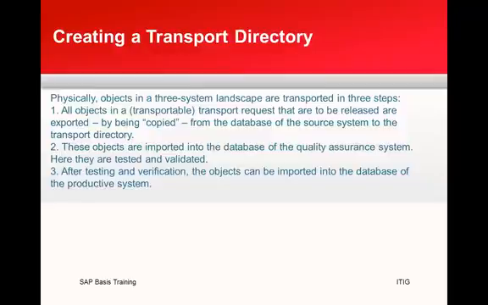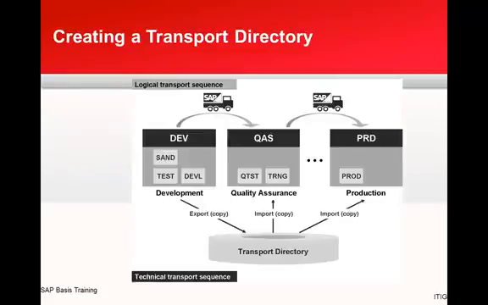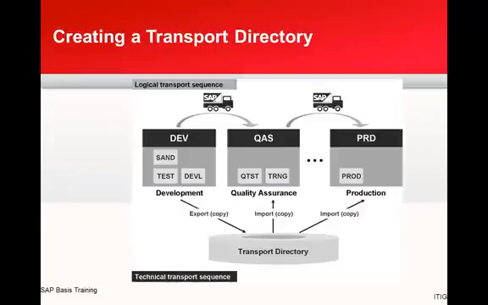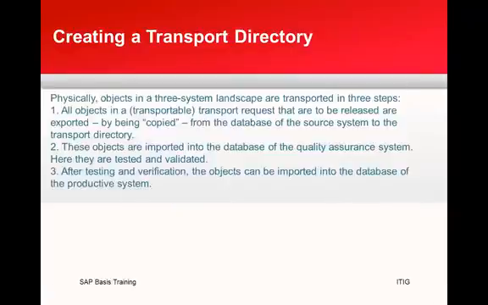And in step 2, the objects which were exported out of the dev system are imported into the database of the quality assurance system. Here they are tested and validated. We just saw that in the previous slide, and this is the explanation of it. After testing and verification, the objects can be imported into the database of the production system. Here you can see a pictorial diagram showing the three different systems and how the export, import and movement into production takes place.